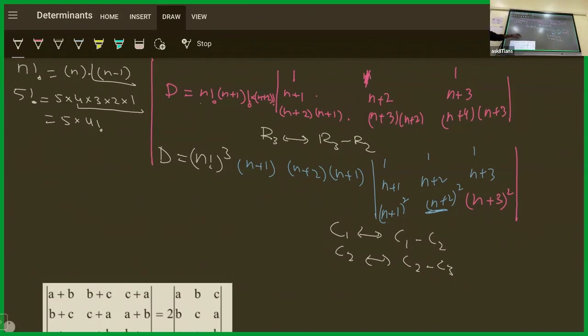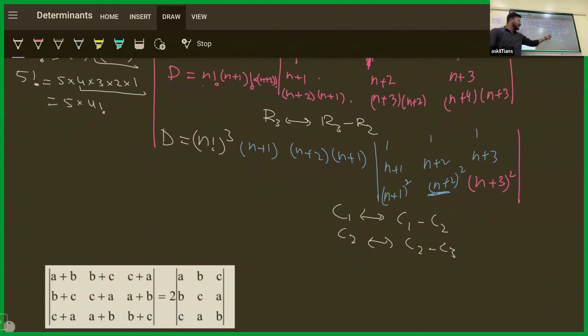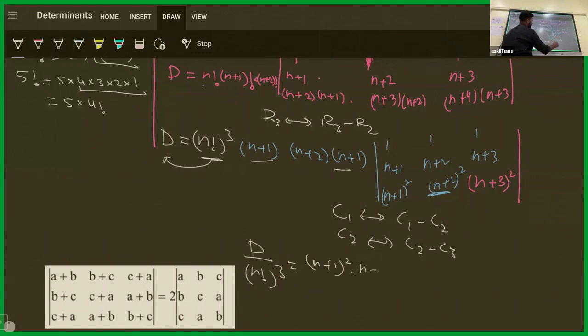Also remember, guys, that when we are using elementary operations, the number of operations will always be one less than the order of the determinant. If it is 3, then the maximum operations we can use at a time will be 2. So now tell me what we get here. Transpose this n cube this side, so we get d over n factorial cube equals, let's leave it like this, n plus 1 into n plus 1 whole square into n plus 2, and now the determinant.